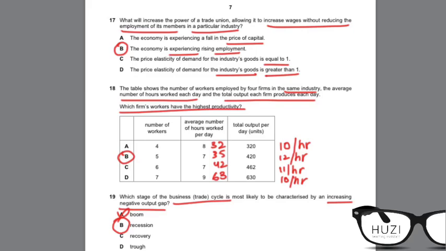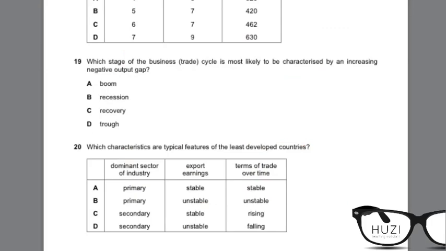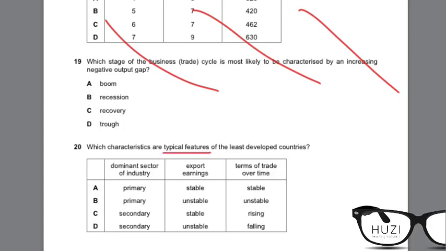Okay, so let's check the answers. Okay, I think I have another one left. Yeah, question number 20. We've all done this one. Which characteristics are typical features of the least developed countries? Okay, least developed countries. So the dominant sector of the industry is primary. So it should not be secondary. So we cancel out C and D.